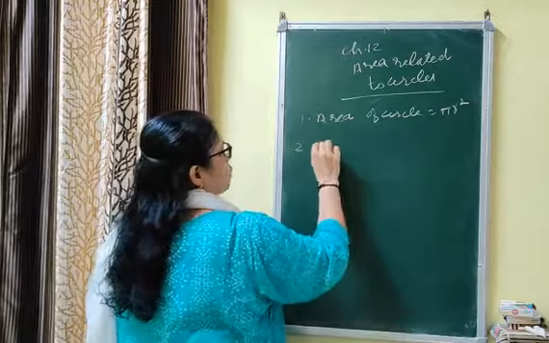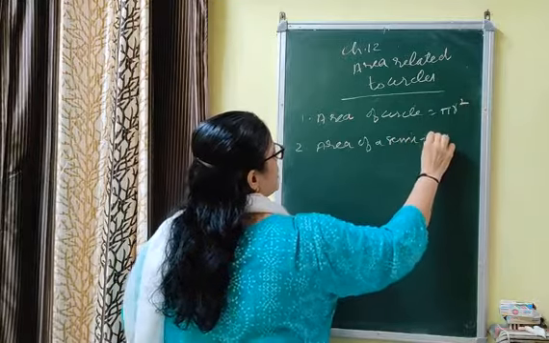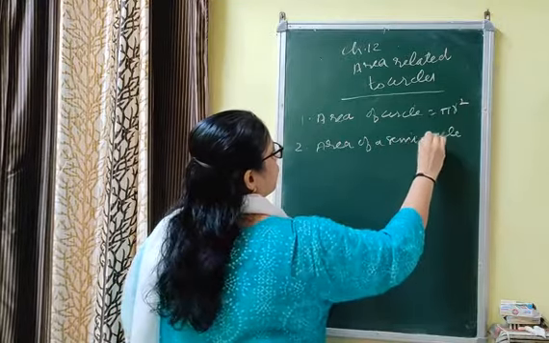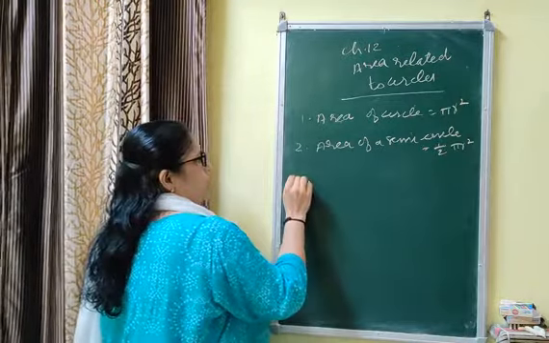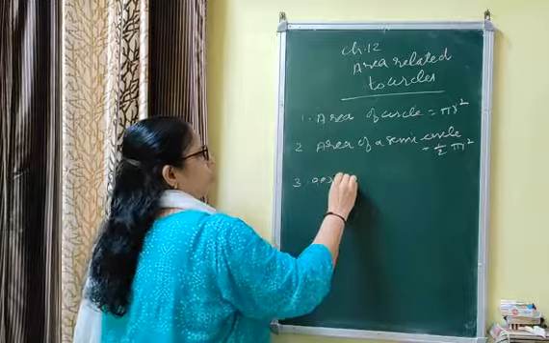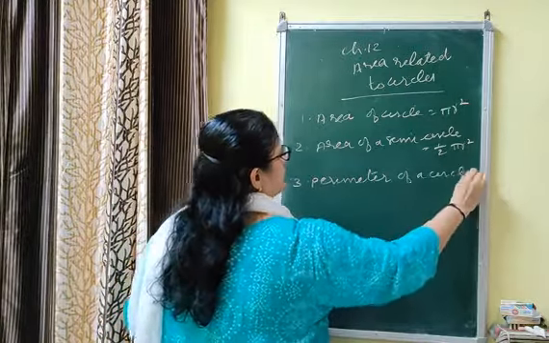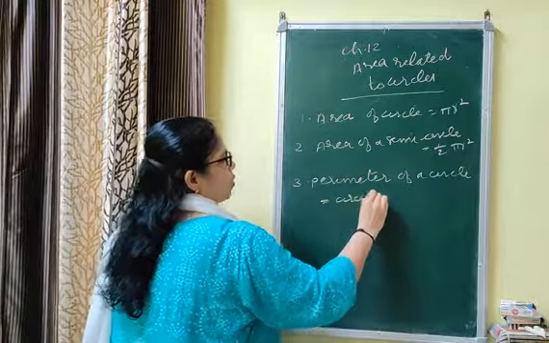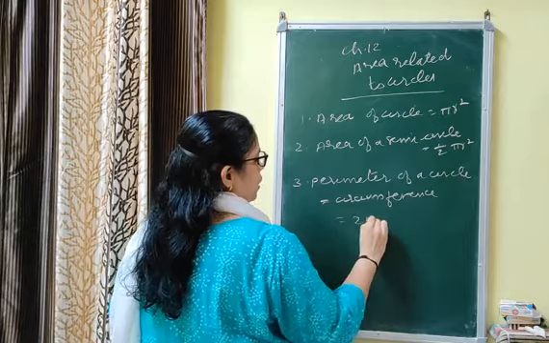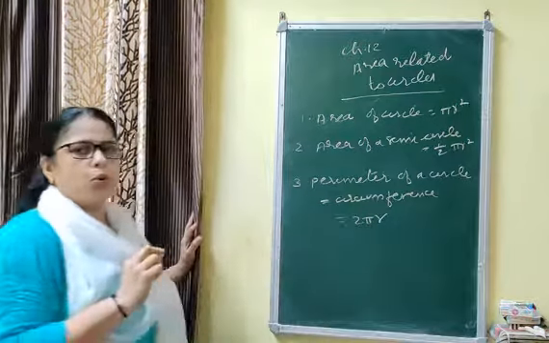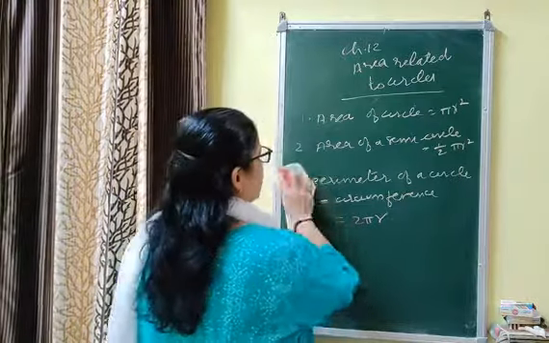Now, the second formula is the area of the semicircle. Semi means half, so the area of a semicircle is half pi r square. Now, what is the perimeter of a circle? The perimeter of the circle is known as the circumference. The formula is 2 pi r. This is the formula that you know from the lower classes, and exercise 12.1 is based on this formula.